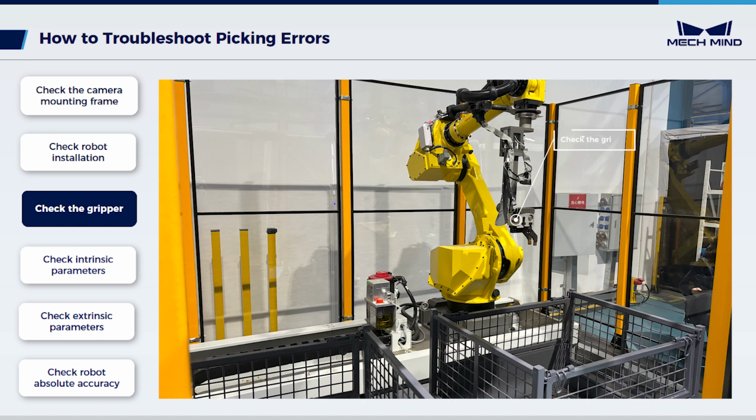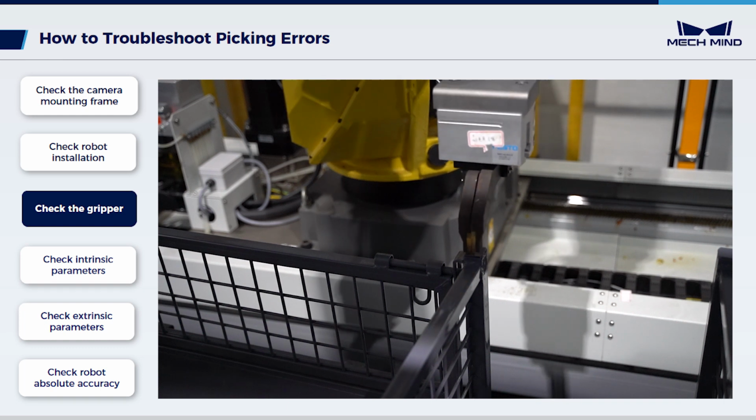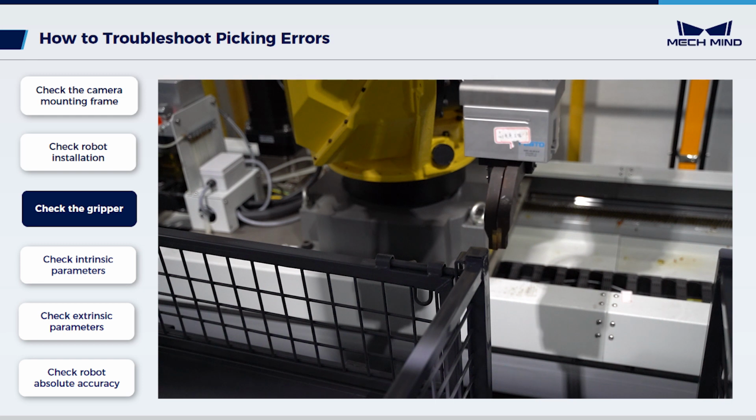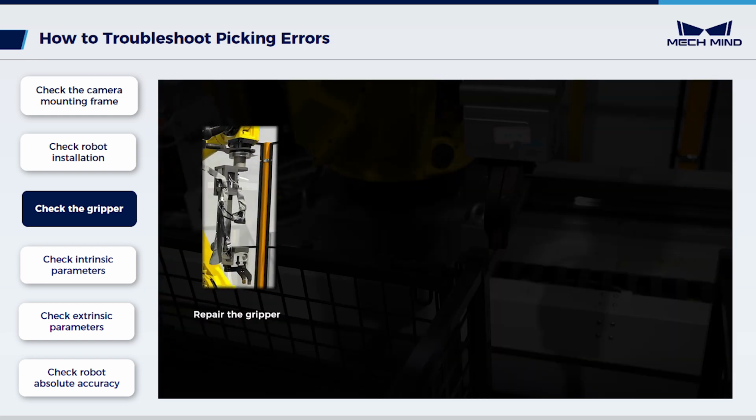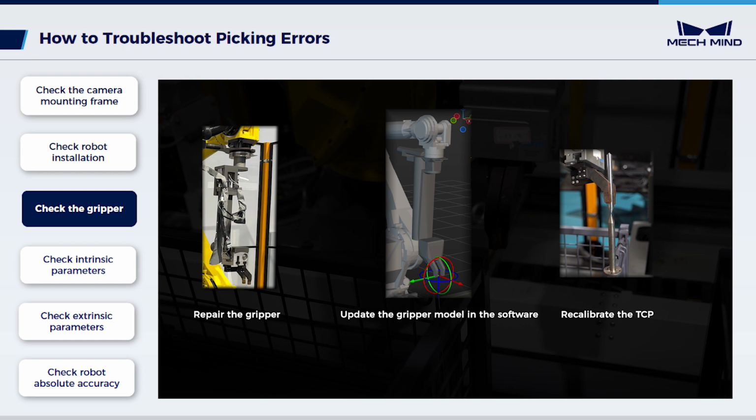Then check the gripper for deformation. Check the gripper TCP deviation using the fixed point teaching method. If a deviation is found, it indicates gripper deformation. Thus, repair the gripper and update the gripper model in the software. Additionally, recalibrate the TCP.